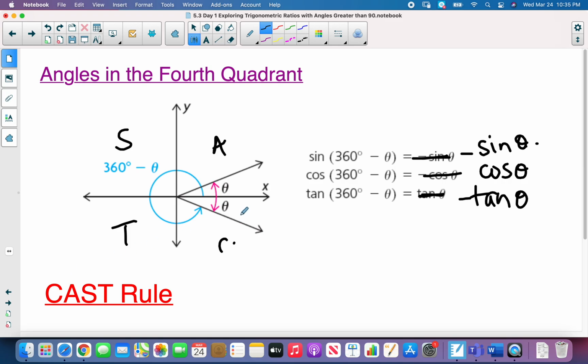And in the fourth quadrant, if you had 360 minus an acute angle theta, sine of that would be minus sine theta, tan of 360 minus theta would be minus tan theta, cos of 360 minus theta would be positive cos theta, because only cos is positive in the fourth quadrant.